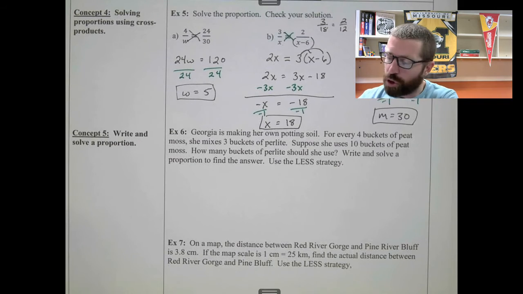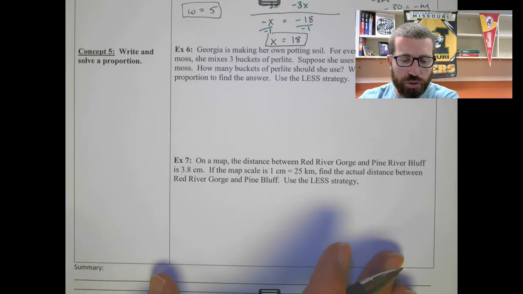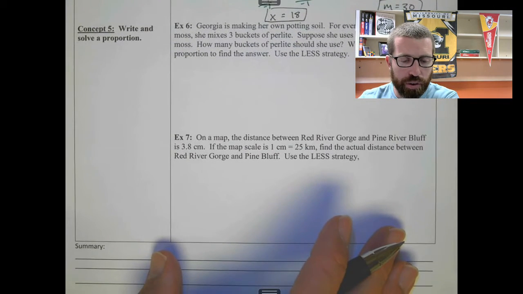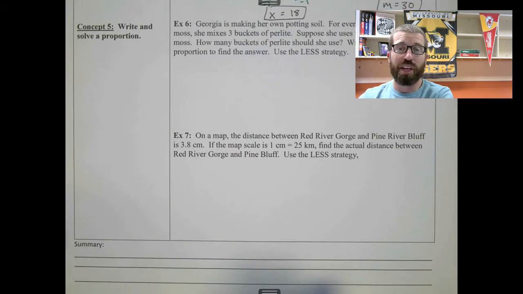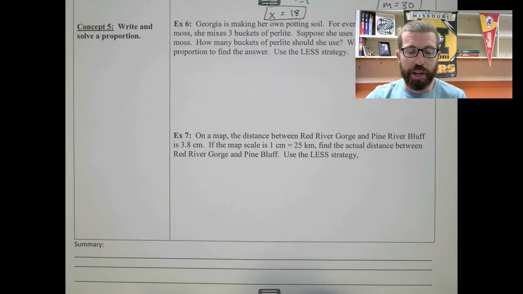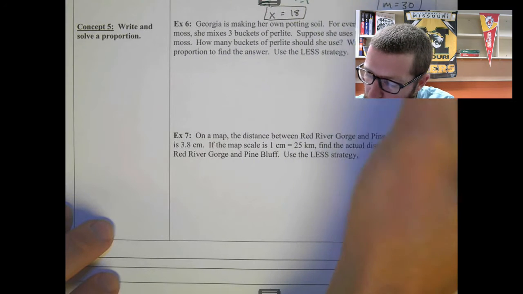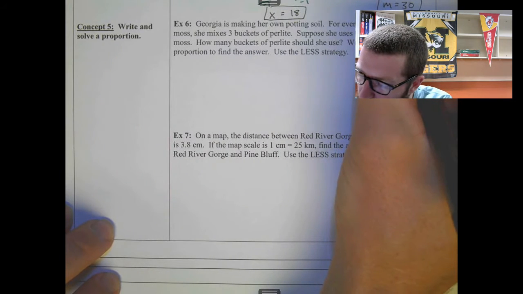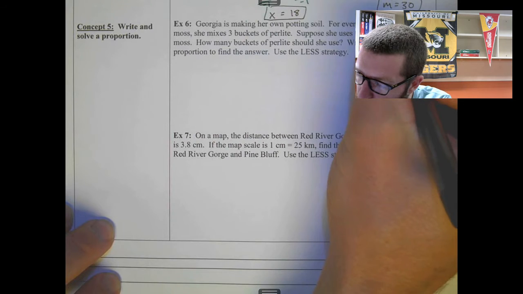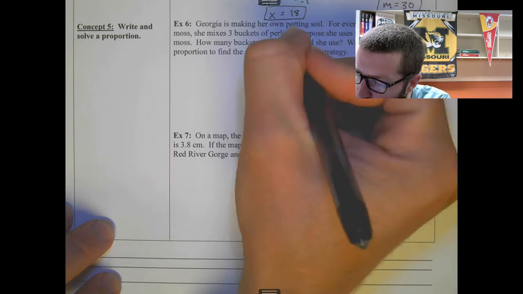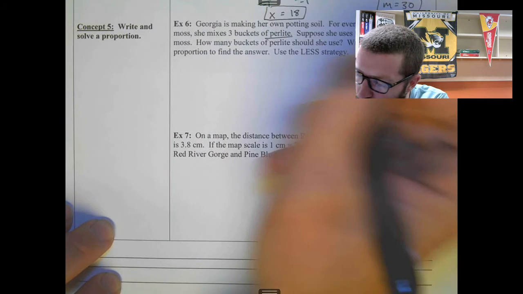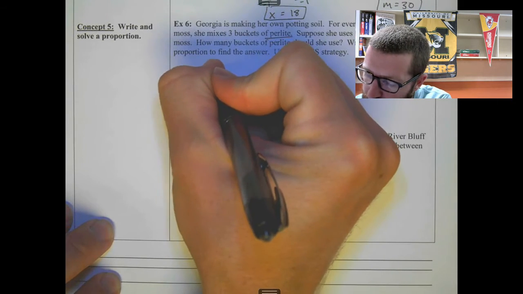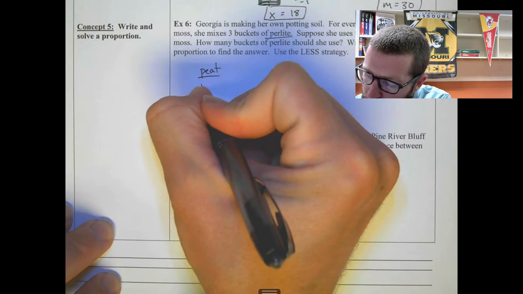Okay, there's a couple word problems here. Go ahead and try those, and then we'll go through them. So push pause, see if you can at least set up a proportion, and then go through it. So here Georgia is making her own potting soil, and for every 4 buckets of peat moss, she mixes 3 buckets of perlite. So we're comparing peat over perlite.